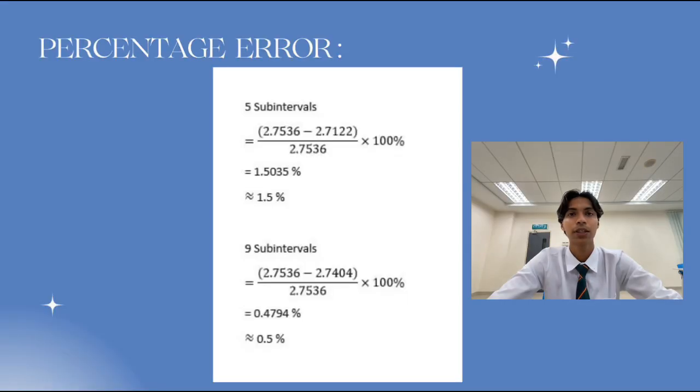Next is the percentage error. For the 5 subintervals, 2.7536 is the actual value and 2.7122 is the value that we get from Excel. So after we subtract and multiply with 100%, we get the percentage error of 1.5%. For the 9 subintervals, the value that we get from Excel is 2.7404. So the error is 0.5%.